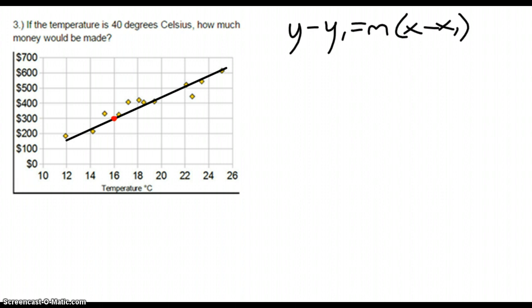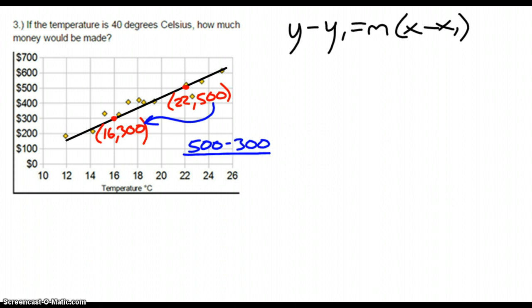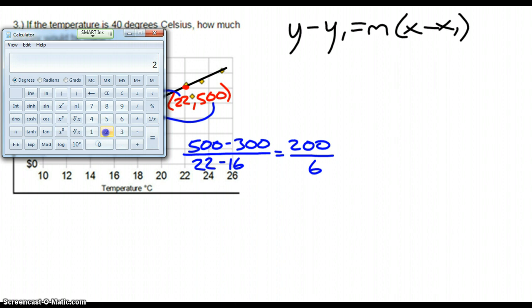Alright, so we need to find 2 points that appear to be on this line. This looks like a real good one, 16,300. And then another one that looks real good is 22,500. Okay, and we got to come up with the slope. So I'm going to take my 2 y values and subtract them. So 500 minus 300, which is 200. And then 22 minus 16, which is 6. So at this point, we can go ahead and get a decimal. So we can do 200 divided by 6.